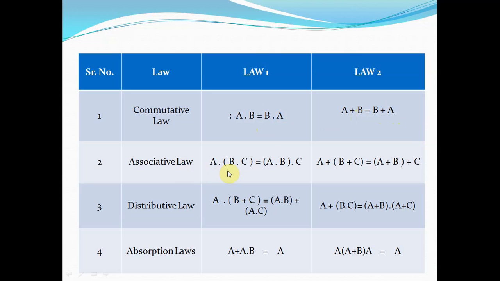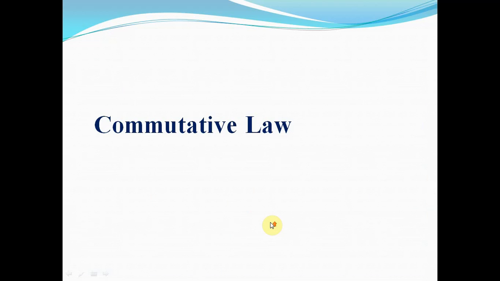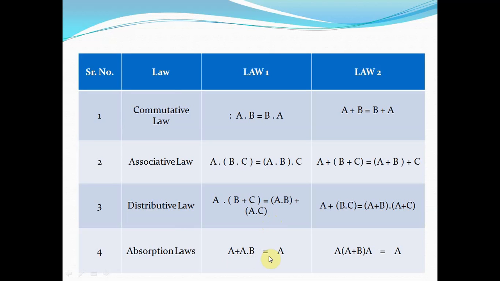Associative laws: a into bracket b into c is equal to a into b bracket complete into c, and the OR law of this associative is a plus in the bracket b plus c is equal to a plus b in bracket and plus c. Distributive law: a dot b plus c is equal to ab plus ac. We remove the parenthesis: a plus bc is equal to a plus b into a plus c. And the last one is absorption law: a plus ab is equal to a, and a into bracket a plus b is equal to a.